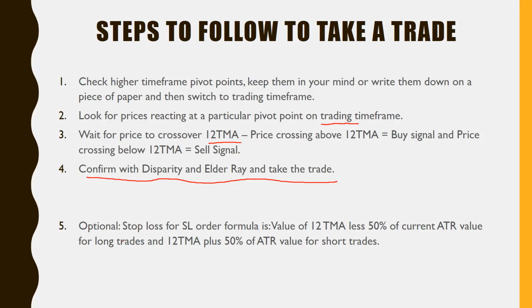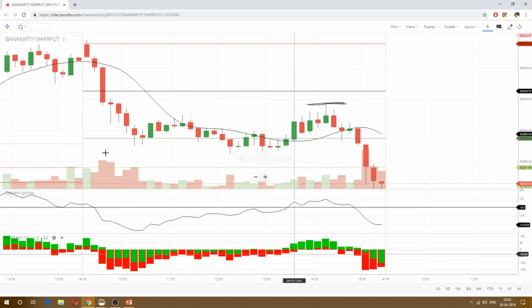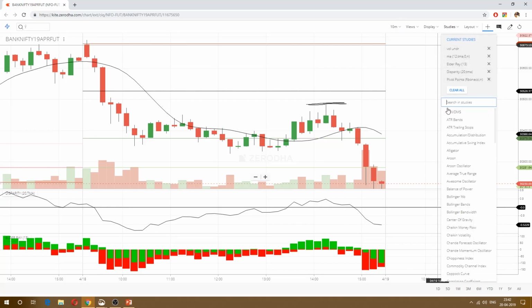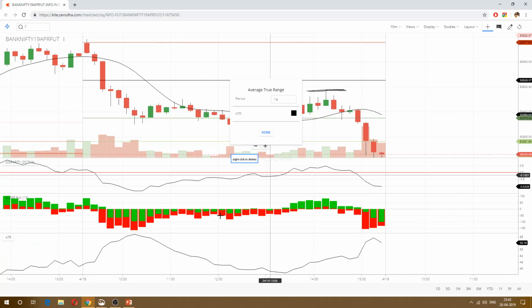Okay, so now let's go to the optional part where I explain how the stop loss works. The formula for the stop loss is, we will take the value of the 12 triangular moving average and subtract 50% of the current ATR value for long trades, and add 50% of the ATR value for short trades. For this one, simply put your indicator here. Where is the 12 triangular moving average? It's around 30,620. In the studies, you go to average true range and add it.